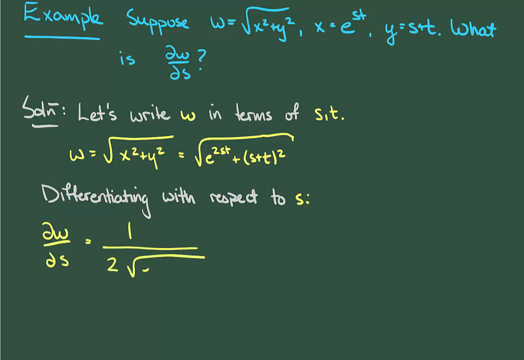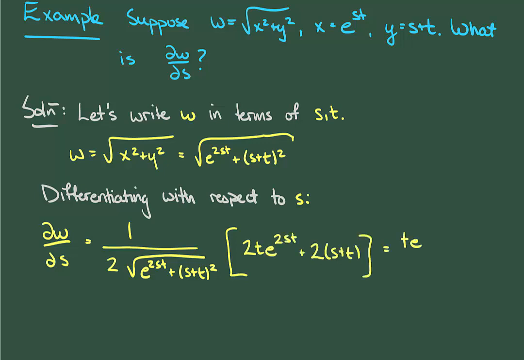Pretending that t is a constant, we're forced to use our traditional single variable chain rule, and it's a little bit messy, but it's not impossible. With a bit of simplification, this is the answer we get.